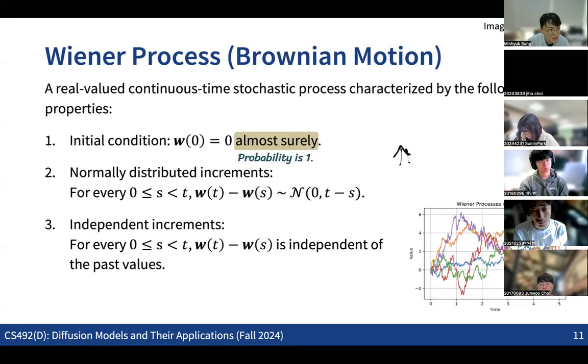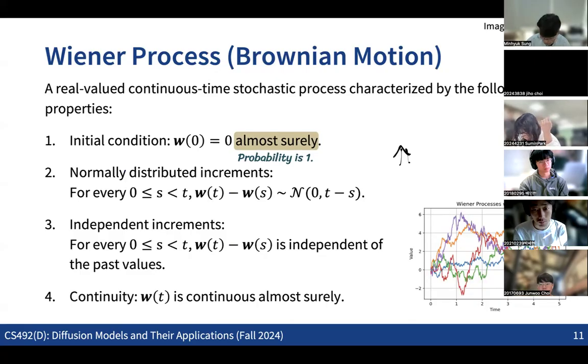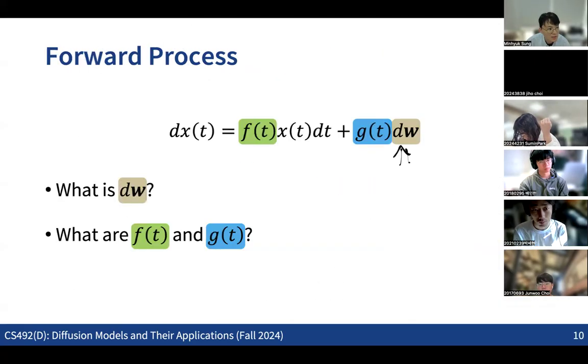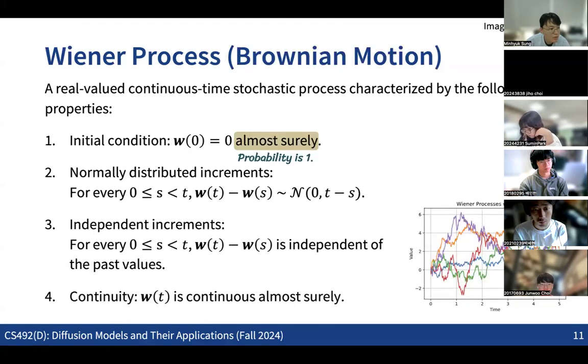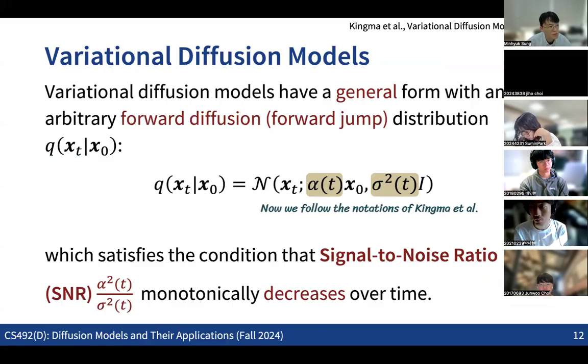Then the question is: what are the exact f(t) and g(t) terms here? How can you derive these f(t) and g(t) terms? That's the next question. For that, we are first going to see the general versions of diffusion models. The DDPM and DDIM that we discussed in the previous lectures are special forms of the more general form of diffusion models.